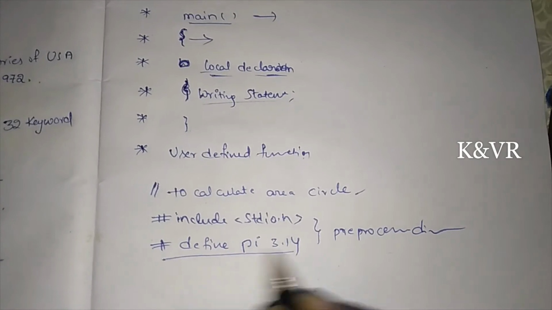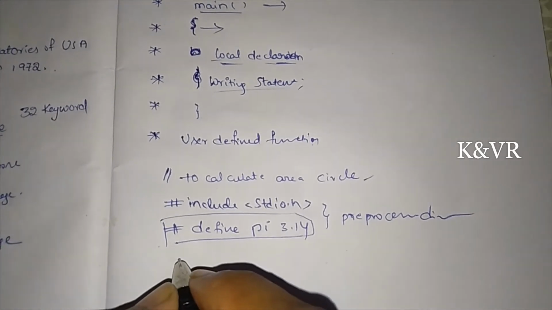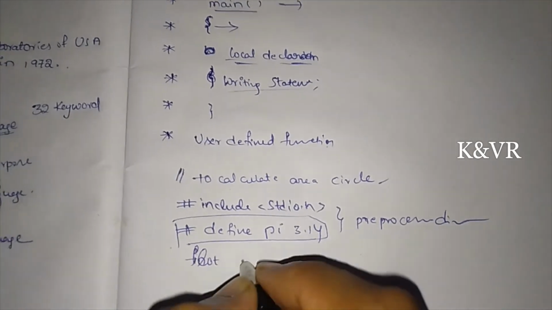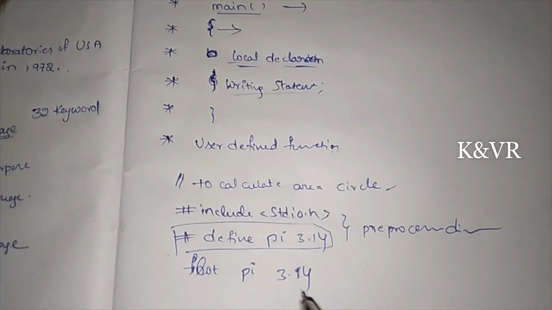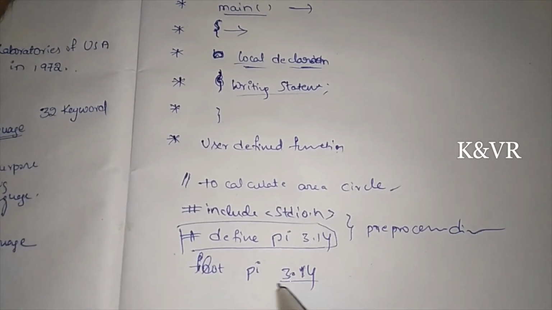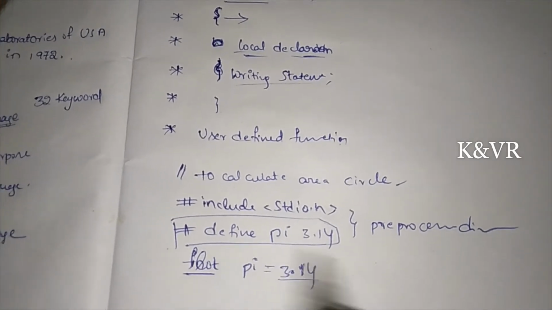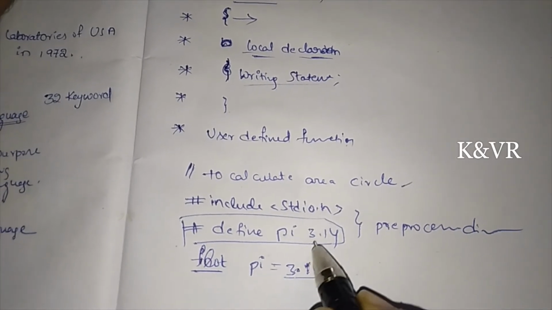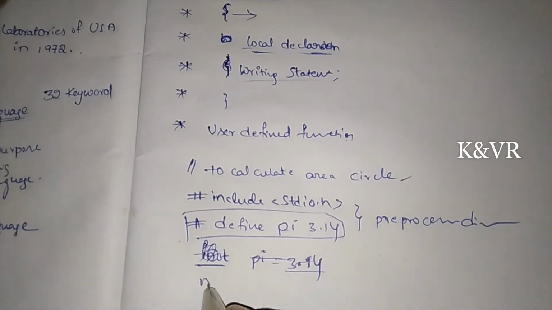Instead of this, I can use a float, by 3.14. Because it is a float type, we use the float data type. So instead of this one, I use a preprocessor directive to store the value of pi.